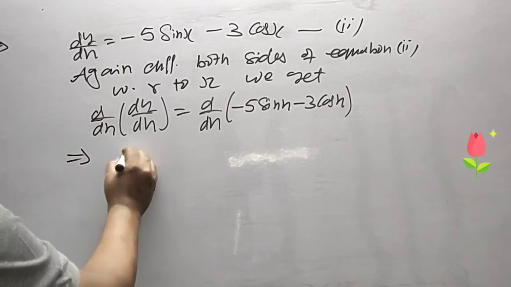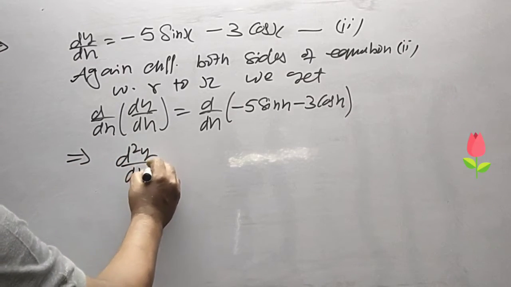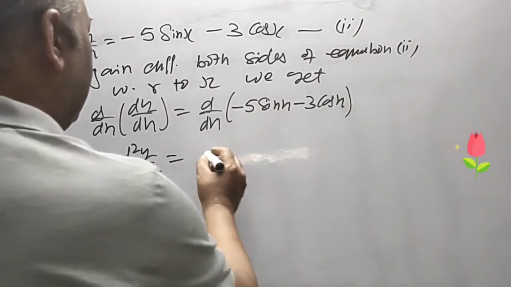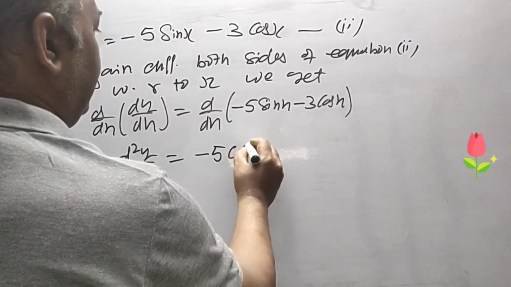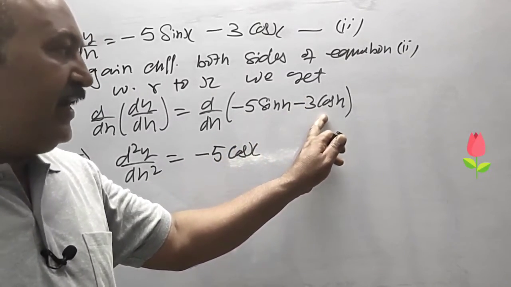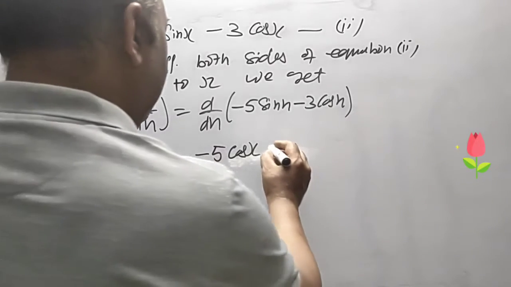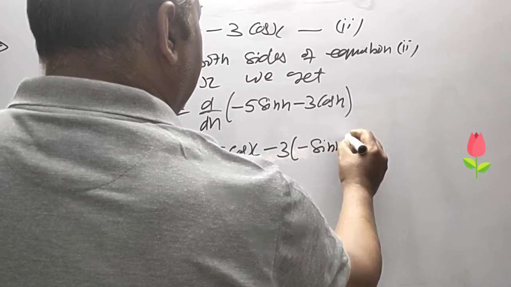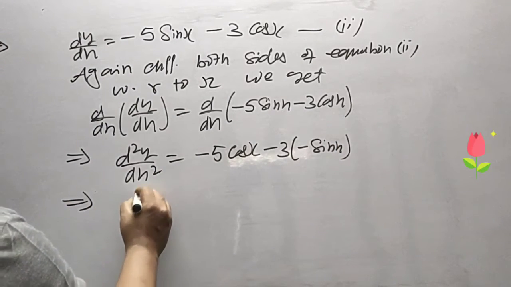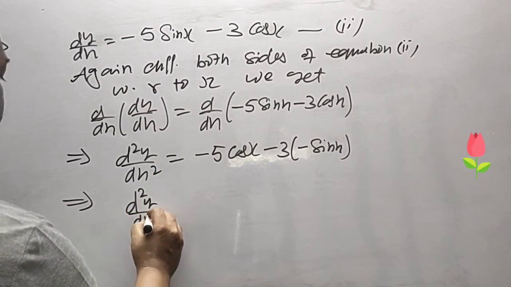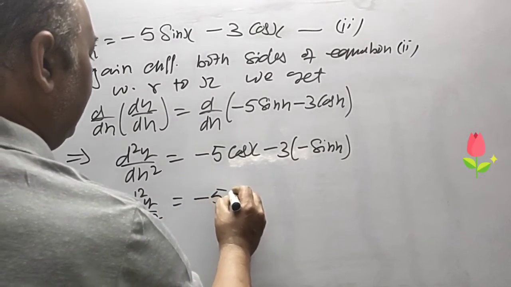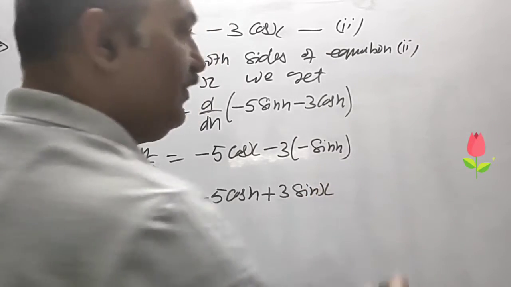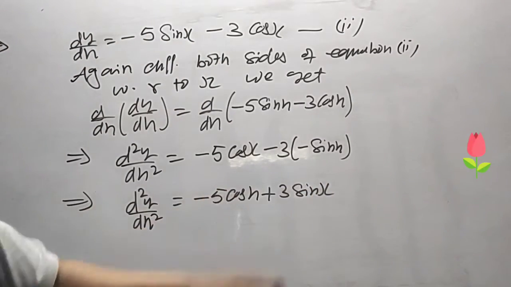This implies we get d2y upon dx square is equal to minus 5 outside, derivative of sin x is cos x, minus 5 into cos x, minus 3 outside and derivative of cos x is minus sin x, minus 3 into minus sin x, and it becomes d2y upon dx square is equal to minus 5 into cos x plus 3 into sin x. This is the second order derivative.